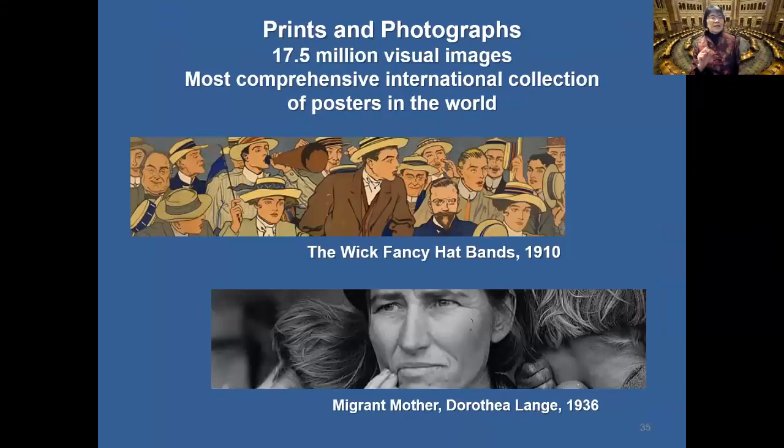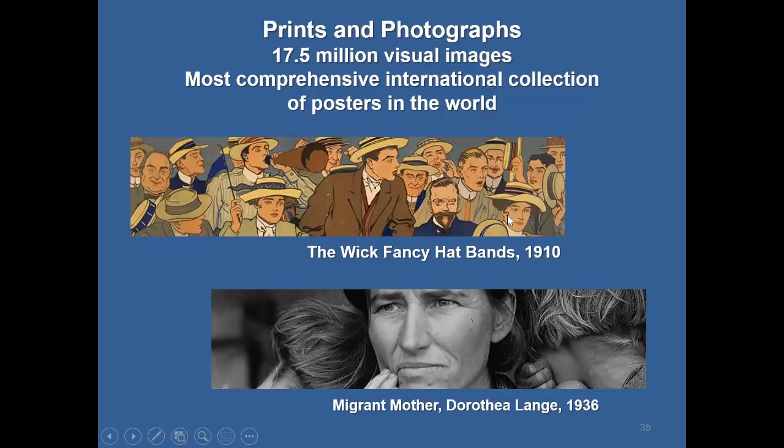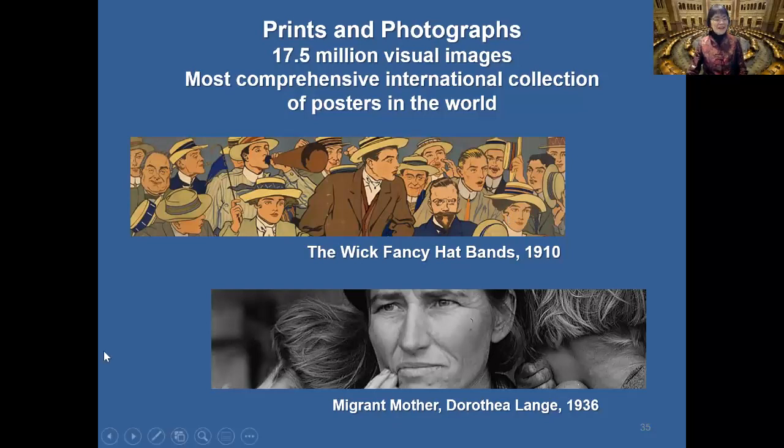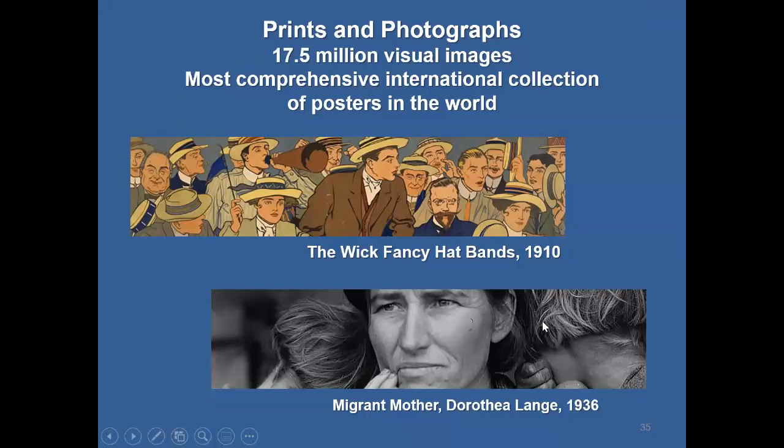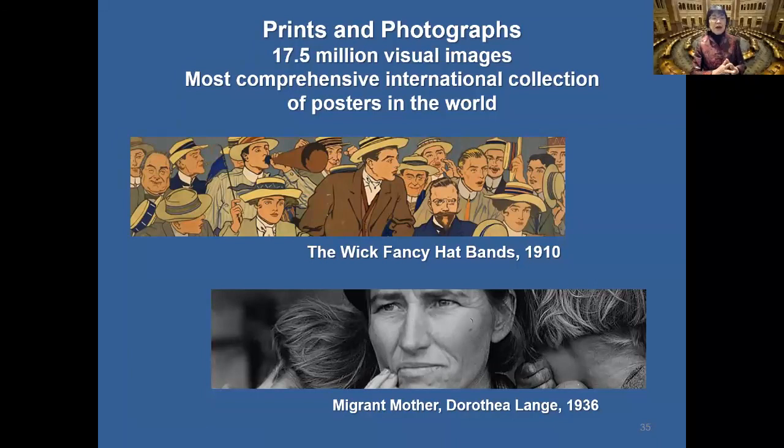Then they also have a huge collection of posters and photographs. I gave you 2 examples here. They have 17.5 million visual images. So these are some posters. I don't know anything about these fancy headbands. Do you? No. You never heard of it. Probably your grandmother knows about it. And this very famous picture, the Migrant Mother, you have probably all seen. Right. This is in their collection. This is from 1936. So if you want to look for photographs or posters, that's the place to go.